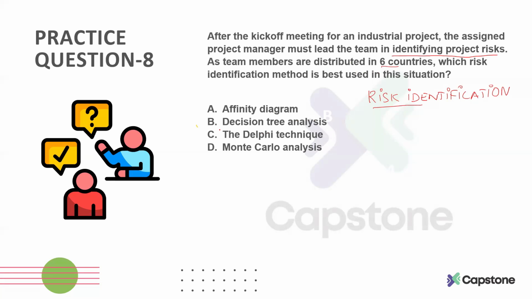If you look at the options, the only risk identification technique given is the Delphi technique. The others, the affinity diagram, the decision tree analysis, and the Monte Carlo analysis, are all risk analysis techniques. They are not risk identification techniques.